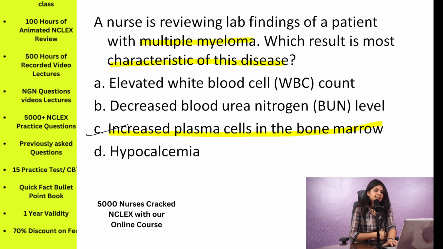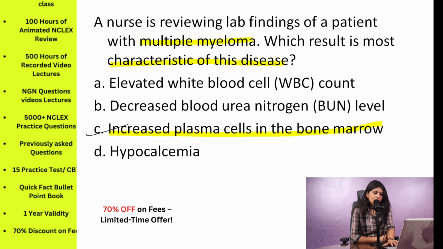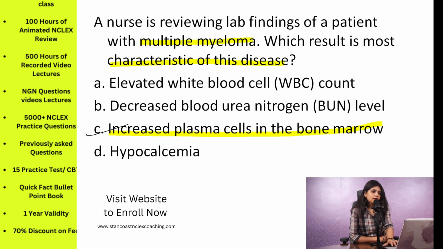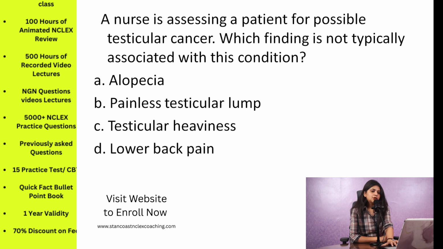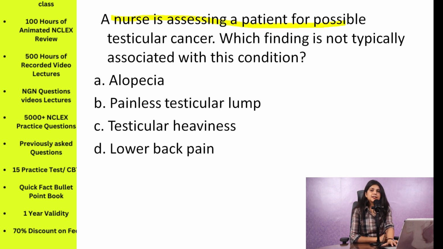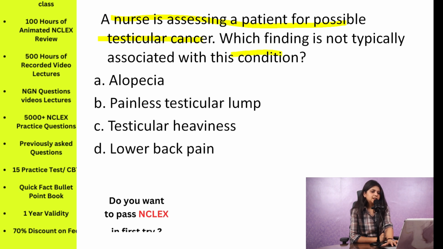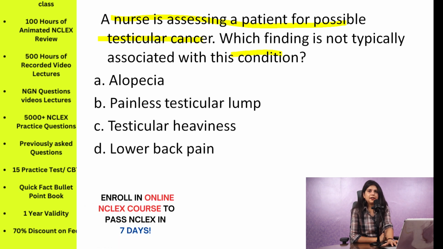Here comes another high-yield NCLEX-style question. A nurse is assessing a patient for possible testicular cancer. Which finding is not typically associated with this condition? A. Alopecia. B. Painless testicular lump. C. Testicular heaviness. D. Lower back pain.